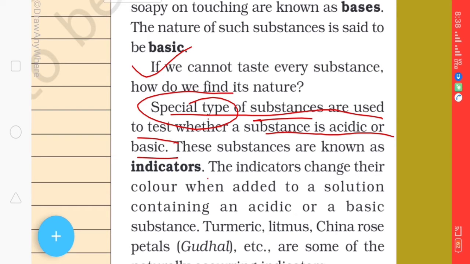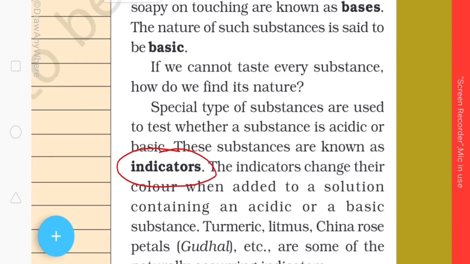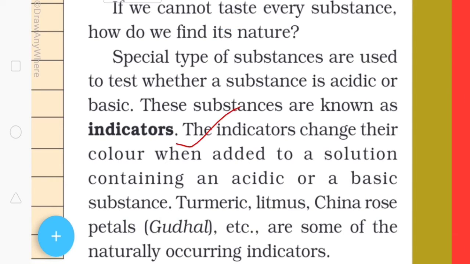So what is that special type of substance? These substances are known as indicators. We use indicators to know whether a substance is acidic or basic. Remember the word indicators. But how do they indicate? Indicators change their color when added to a solution containing an acidic or a basic substance.